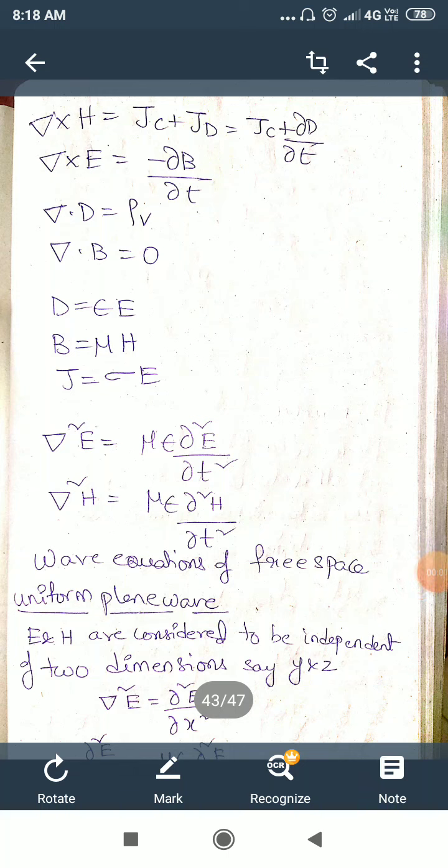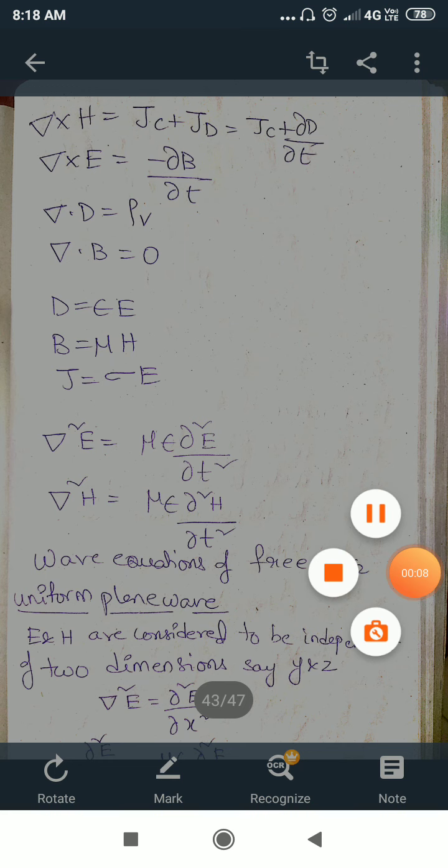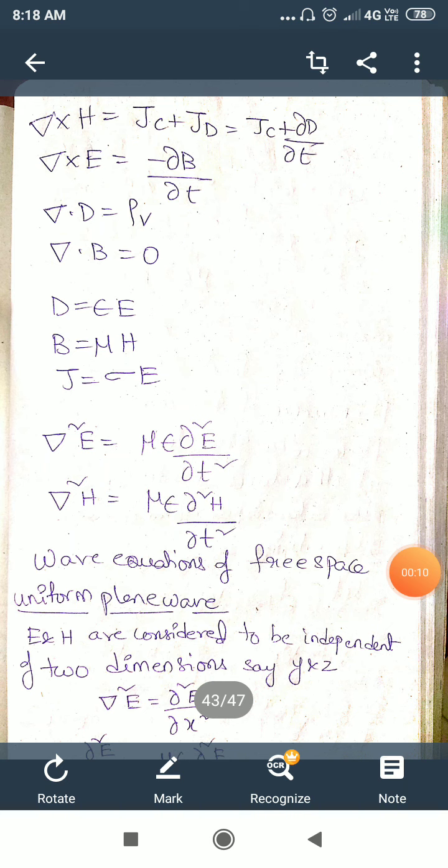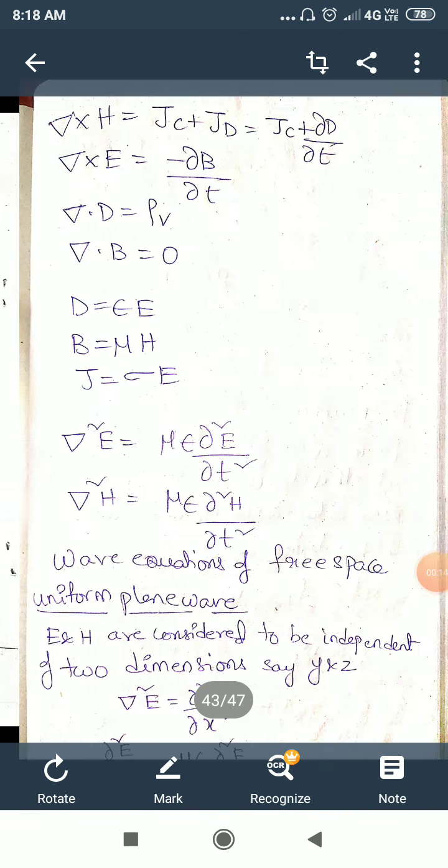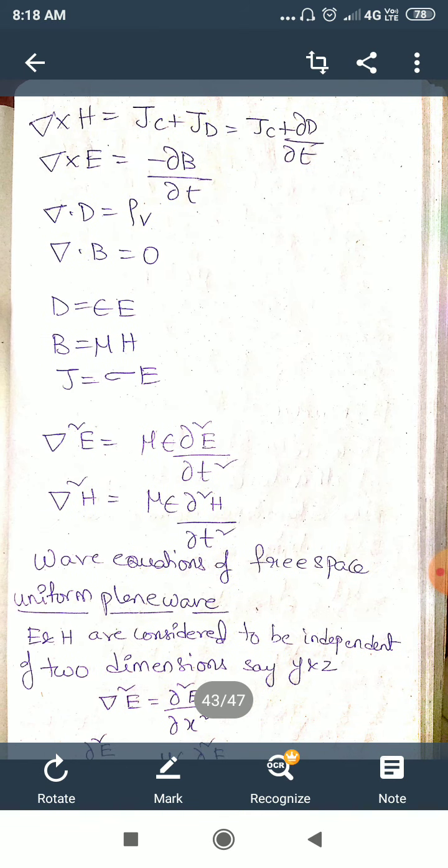Now look at these equations. These four are the Maxwell's equations, and these three are the equations we already know. Here we are going to see two wave equations. We already discussed in the previous class what the wave equations are. Now we can represent wave equations in free space, and we can also represent wave equations in a medium.